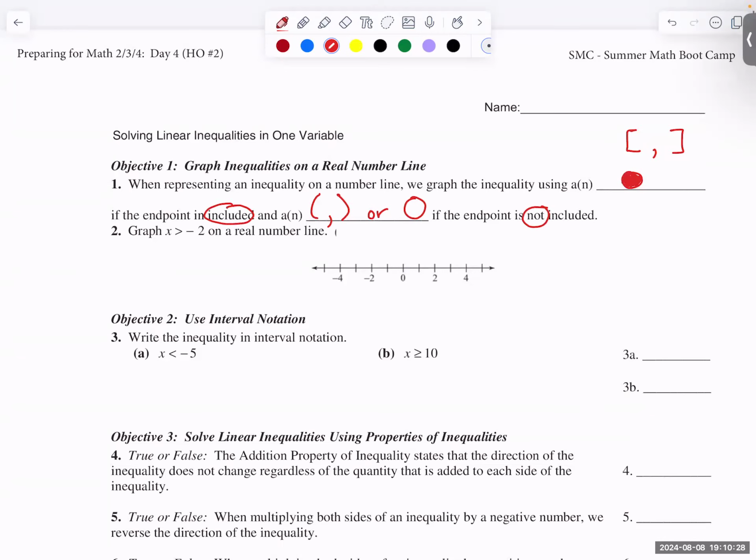Number 2, graph the set of all real numbers x such that x is strictly greater than -2. So for a strict inequality, strictly greater than -2, we're going to use a left parenthesis to exclude that value, not include that endpoint, and shade the portion of the number line to represent all the points whose coordinate is greater than -2.